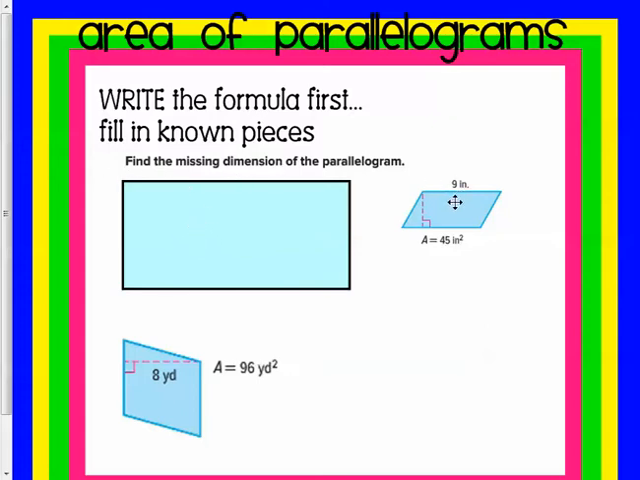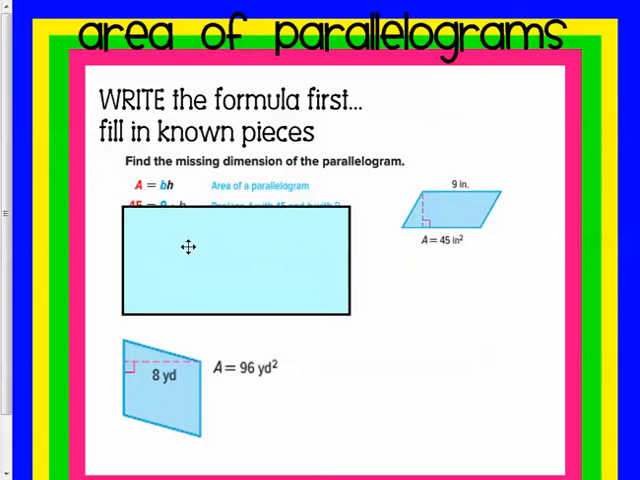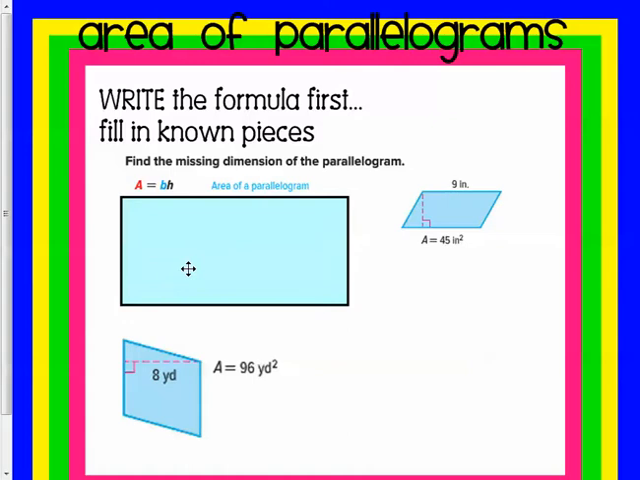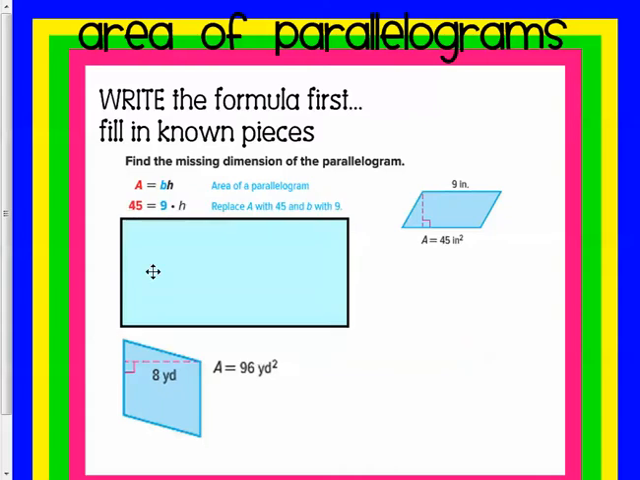Find the missing dimension of the parallelogram. This time they give us the area. Okay, so we know the formula. We still write the formula first, and then we fill in the unknowns. We don't know the height, so leave that one, but we know the area is 45 and that the top is 9. Okay, so how do I solve this?